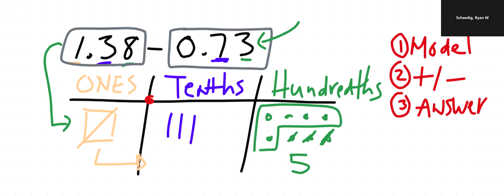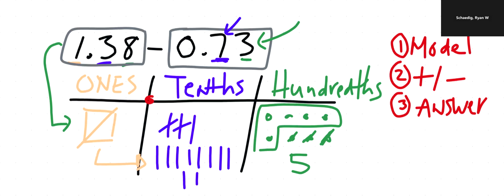1, 2, 3, 4, 5, 6, 7, 8, 9, 10. So now I have tons of tenths. I have plenty of them, which means now when I go back and do my work of taking away 7, I can. So let's do it. 1, 2, 3, 4, 5, 6, 7. And that leaves me with 1, 2, 3, 4, 5, 6 tenths.